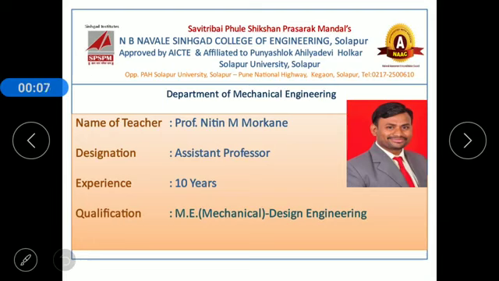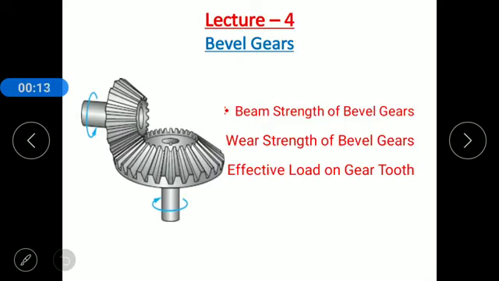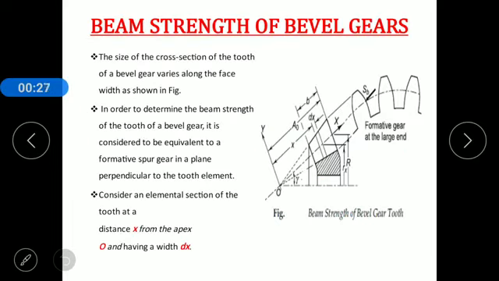This is the fourth lecture on bevel gears. In this lecture, we will deal with beam strength of bevel gears, wear strength of bevel gears, and effective load on gear tooth. Now let me start the first point, beam strength of bevel gears.